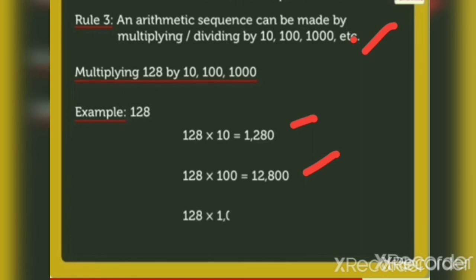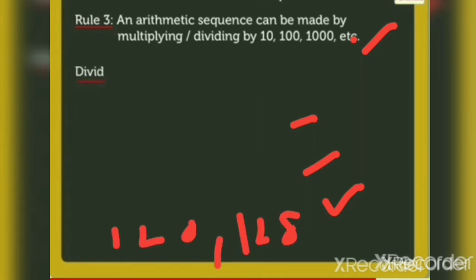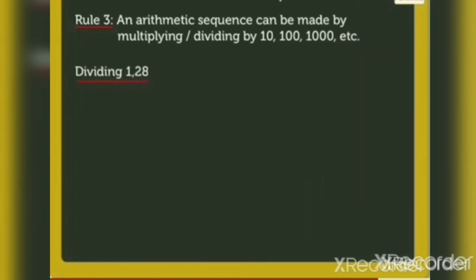Now 128 into 1000, what will we get? 1,28,000. So this is again a pattern. 128, then 1280, 12800 and so on. This is again a pattern.